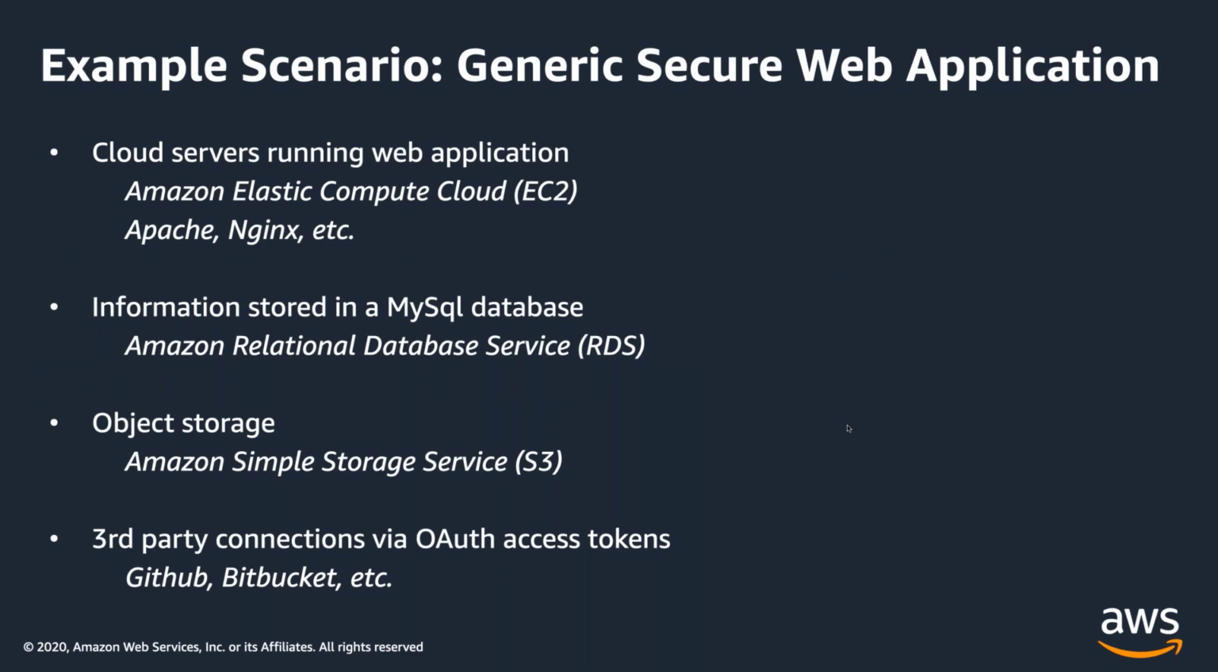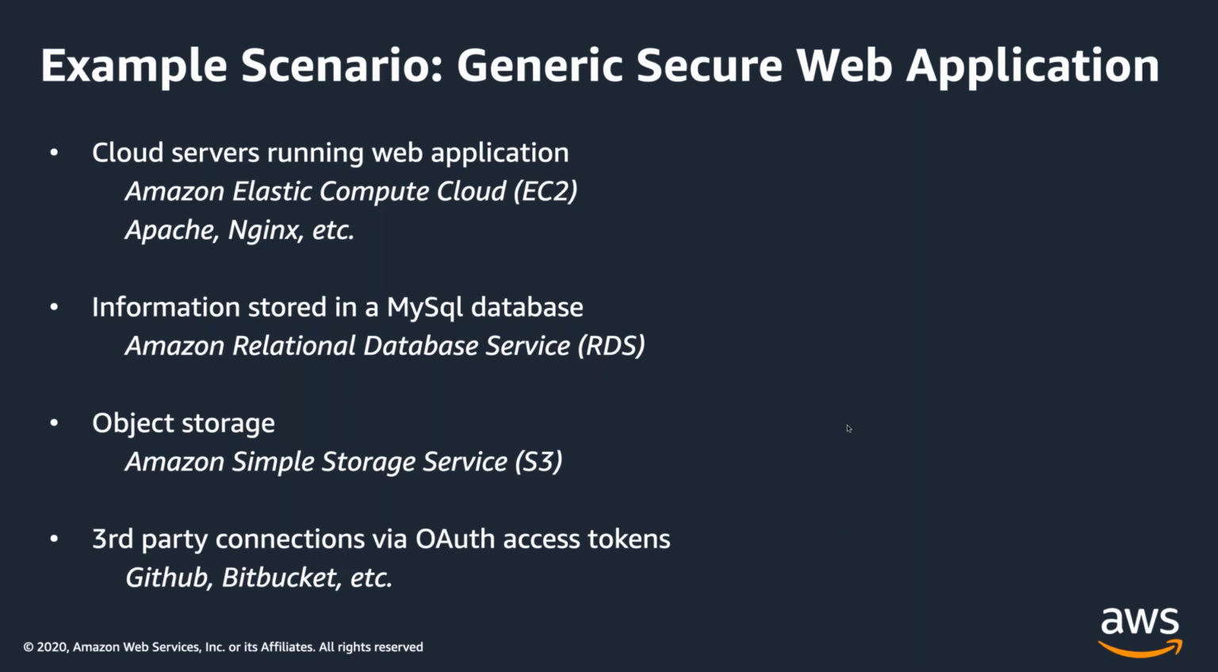The one we're going to go with is a pretty generic secure web application. It's a pretty common one that everybody has. So the different components are going to be cloud servers running a web application. For that, we're going to use Amazon Elastic Compute Cloud, so EC2. You might be running one of a number of different web server applications like Apache, Nginx, countless others.